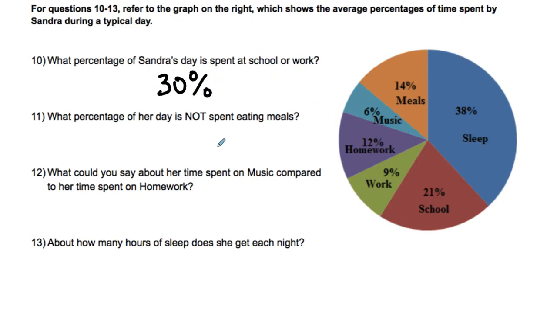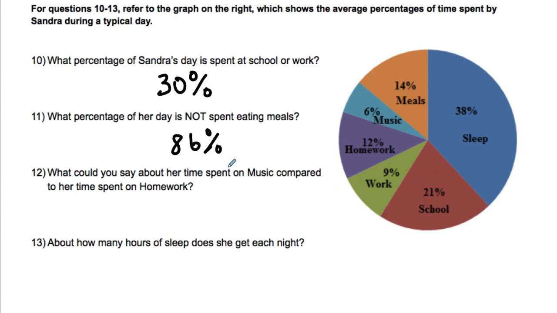Okay. What percentage of her day is not spent eating meals? Well, let's see. Eating meals is 14%. So not spent eating meals would be everything else. All right. So you could add all these up, but if you understand that our total is 100%, you could really just subtract the 14 from 100%. And that's what I'm going to do to get 86%. Right? Is not spent eating meals. It's doing these other things.